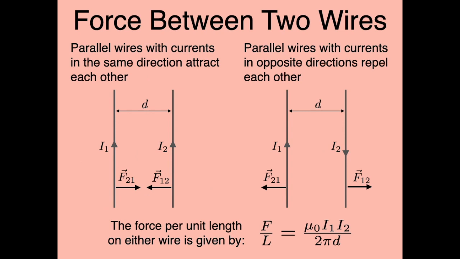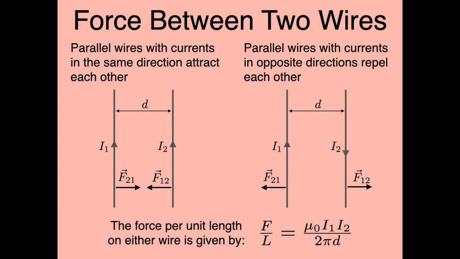So there's actually two ways this can go. The one we just worked out in a lot of detail on the previous slide is the case where you have parallel wires that are carrying currents in the same direction. So I1 and I2 are in the same direction. That's the picture on the left side. We get an attractive force between the wires. So the forces are going towards each other. They're attracting.